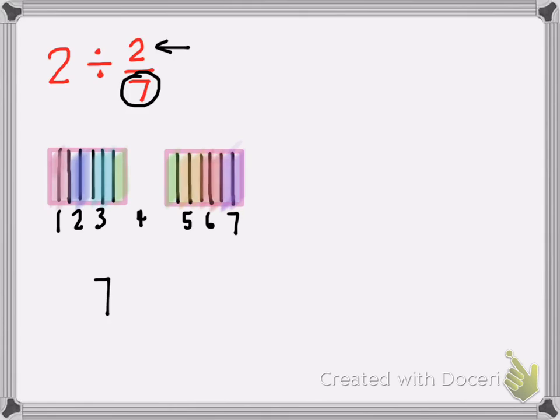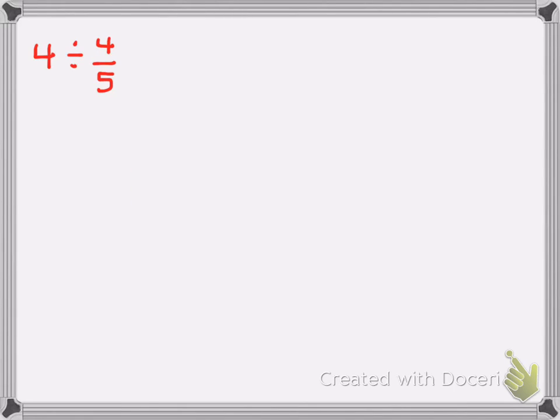Let's check the algorithm. 2 times the reciprocal. Well, I can see already that the 2s cancel, so it's true. My answer is 7. All right, one more.